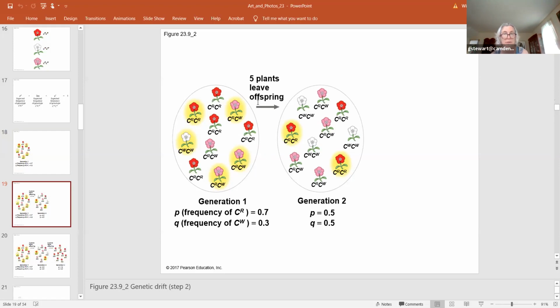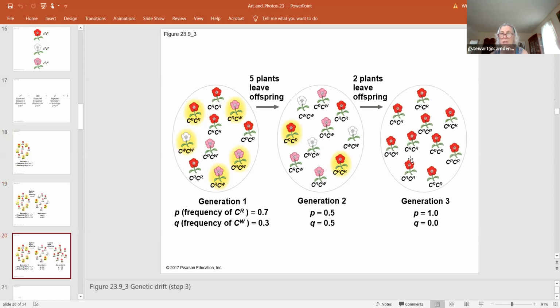Now, when these 2 red ones reproduce in the next generation, you can clearly see the frequency has dramatically changed. Now I have p at 100% and I have no qs left. I have no white alleles left because it ate the pink flowers and the white flowers. So this is a demonstration of how you could use the Hardy-Weinberg equilibrium by measuring the frequency of these alleles in a small population. You can get genetic drift very quickly, in 2 or 3 generations here. We've got this genetic drift from 70% and 30% to completely red at 100%.